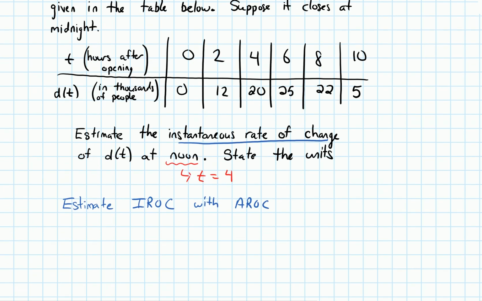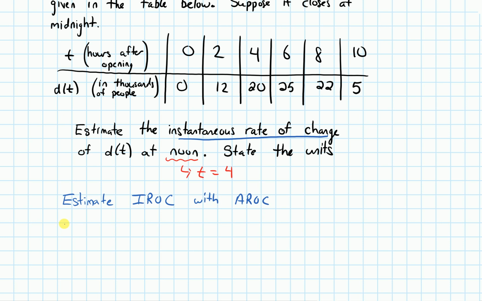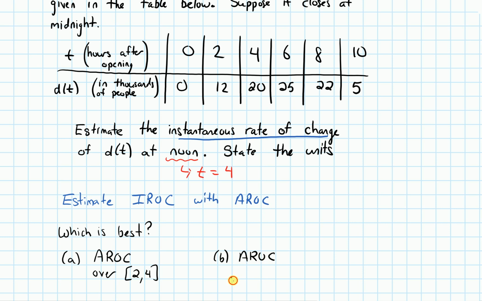Okay, so there are a few options I'm going to present to you, and I want to pose this question to you all, and that is, which of the following would be best? So I'm going to write down 3 average rates of change. So first, A, the average rate of change over the interval from 2 to 4. B, the average rate of change over the interval from 4 to 6. Or C, the average rate of change over the interval from 2 to 6.